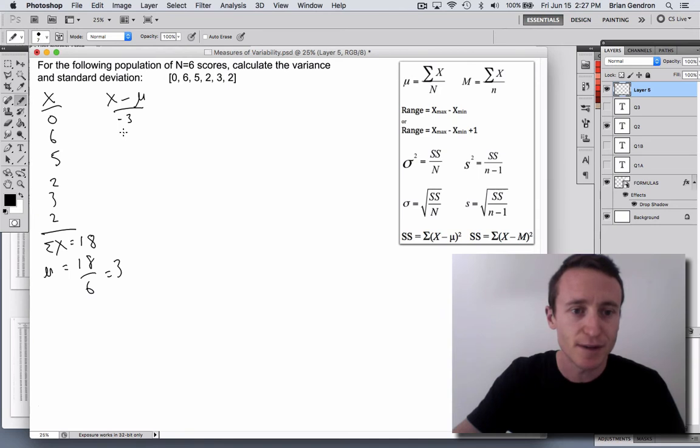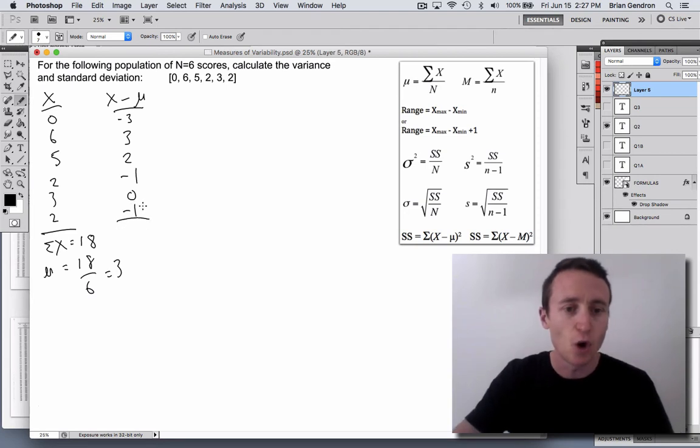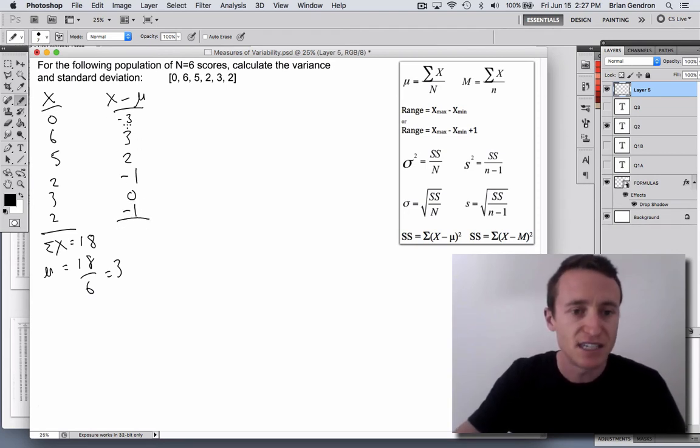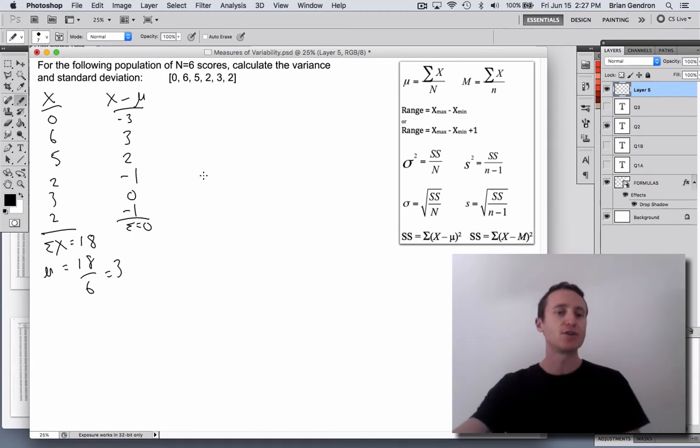6 minus 3 is 3. 5 minus 3 is 2. 2 minus 3 is negative 1. 3 minus 3 is 0, and 2 minus 3 is negative 1. Now you can always double check your math because deviation scores should always add up to 0. And it looks like they do, so I'm just going to note that. Everything looks good so far.